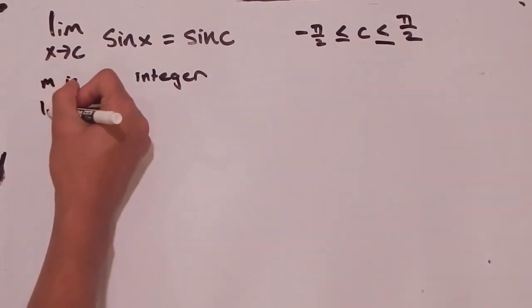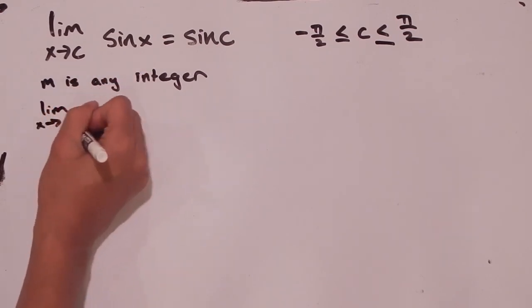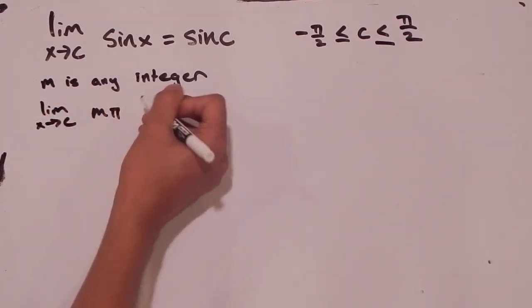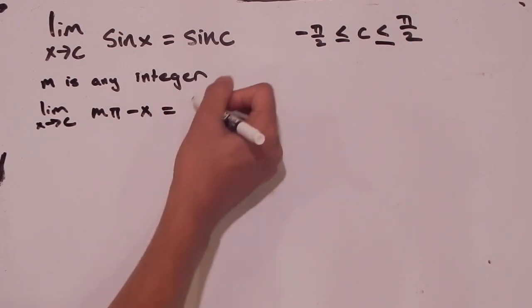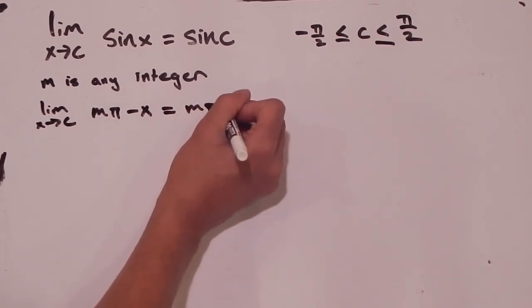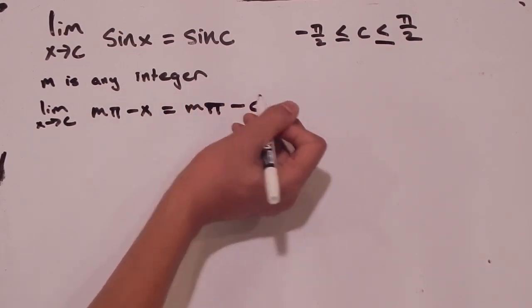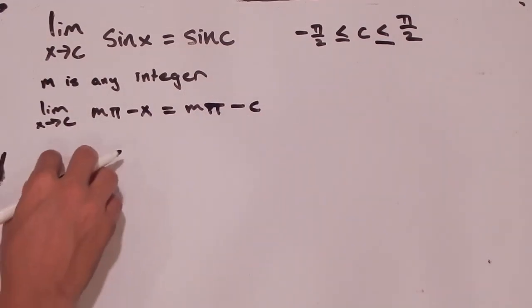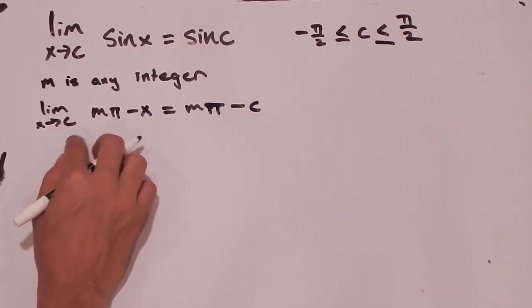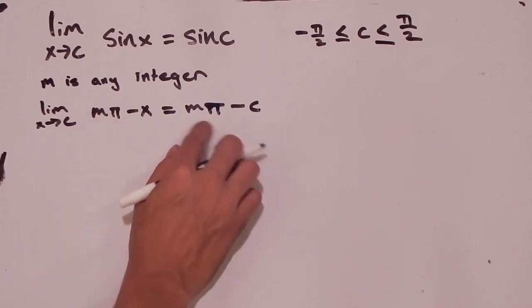And we're going to say that the limit as x goes to c of m pi minus x is equal to m pi minus c. And we know that this is true just based on our limit properties. First, we're going to check the limit as x goes to c of m pi, which is a constant, so it's just going to be m pi.